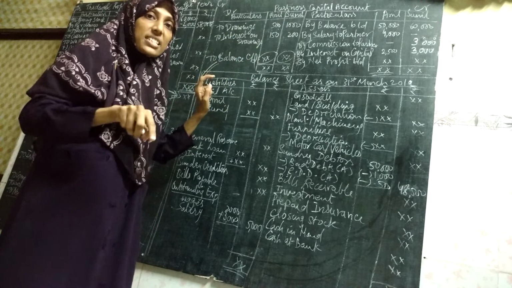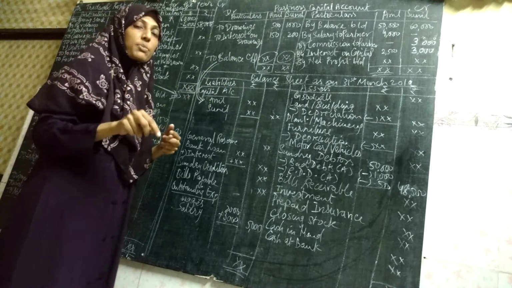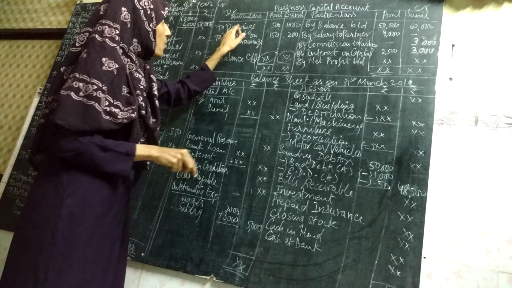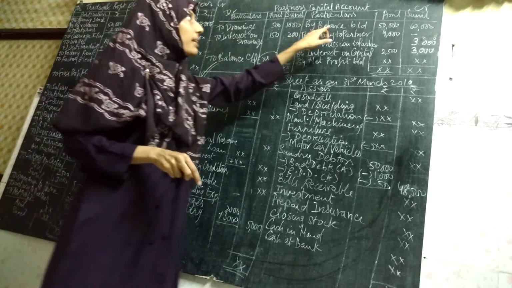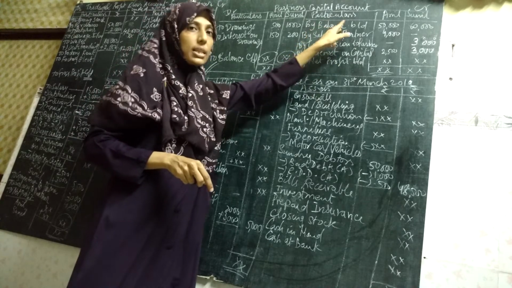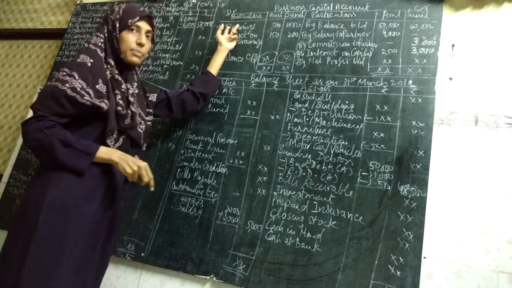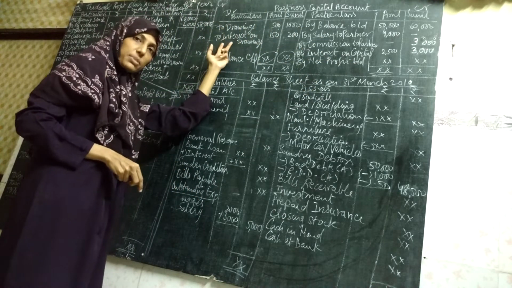Now in the adjustment, it will be given: interest on capital, interest on drawings. So from the adjustment, you are picking up interest on drawings. Interest on drawings. Here what was it? Interest on capital. So where is the capital? On the credit side. So the interest will be on the same side. Where are the drawings? On the debit side. So the interest on drawings will be on the debit side only.